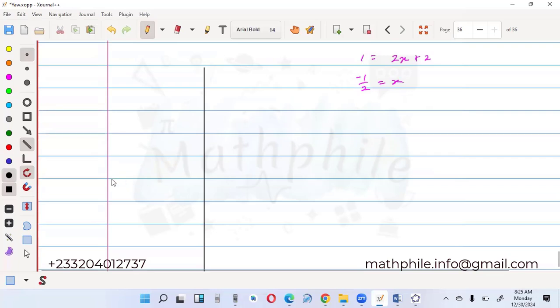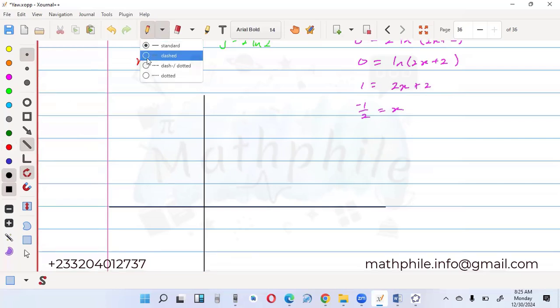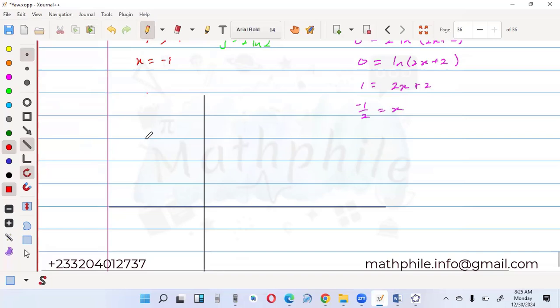Okay, so the first one was the asymptote, x equals -1. The next one is x equals negative 0.5. Then the y-intercept was 2 ln 2, or I can say ln 4. So using the asymptote as a guide, I can sketch my curve. Okay, so you got it right. Nice work.